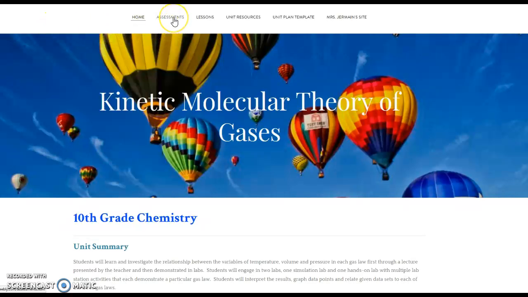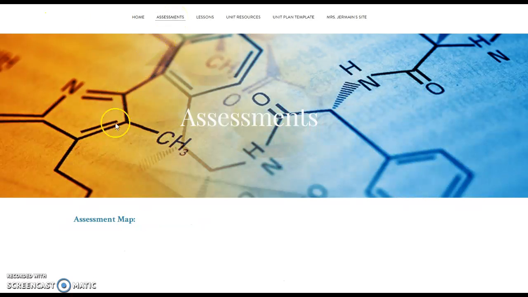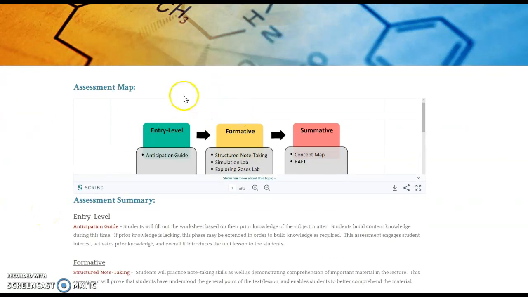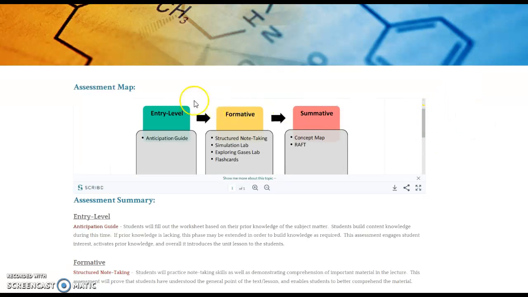And now moving on to the next tab titled Assessments. Here, students can get information of what's to come and what activities they'll be using within this unit plan. As far as the assessment map embedded in the website, it goes over entry-level assessments that we'll be doing as far as the anticipation guide, formative assessments such as structured note-taking, the simulation lab that I mentioned before, and the exploring gases lab I mentioned as well.